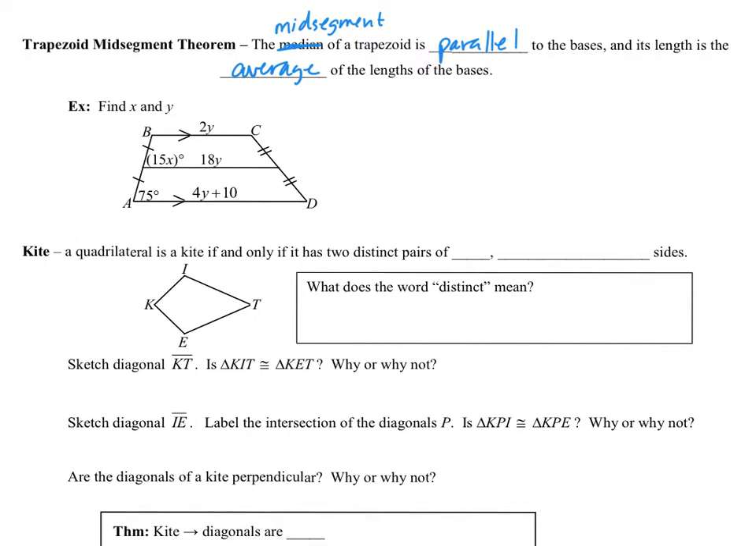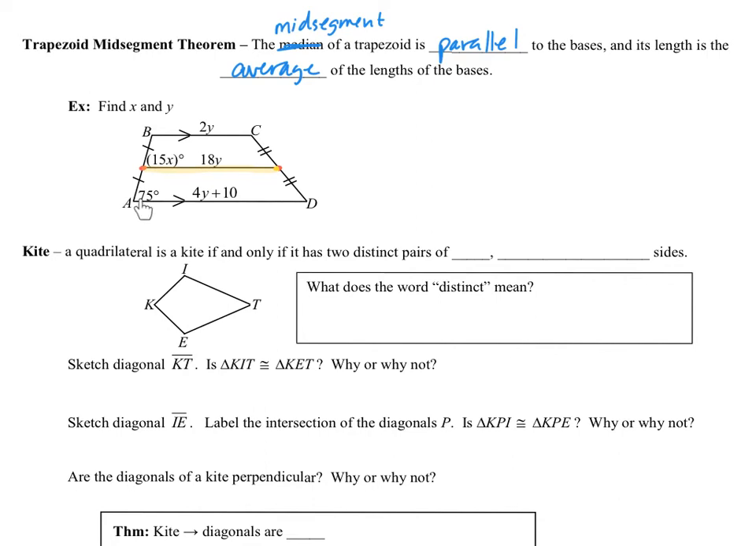All right, so you'll notice that in the diagram we see tick marks here and here, which means that this is a midpoint. Likewise, on the other leg, we see tick marks, which means that this is a midpoint. So that means that what we're looking at here is a midsegment. It's a segment whose endpoints are midpoints of the legs. Okay, so the first part of the theorem tells us that a midsegment is always parallel to the bases.